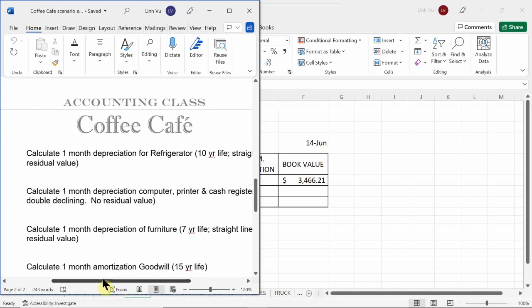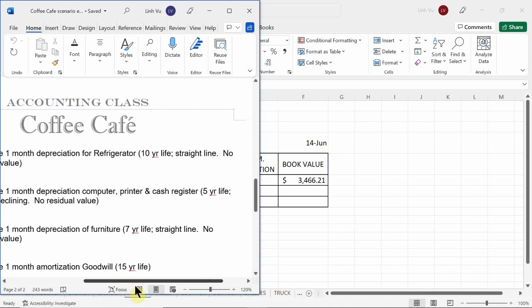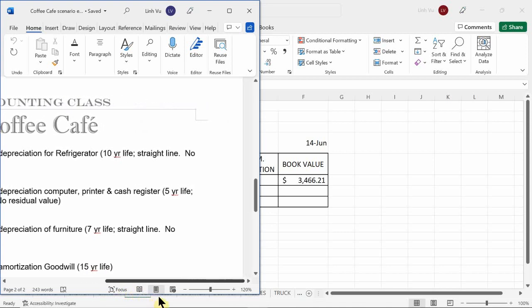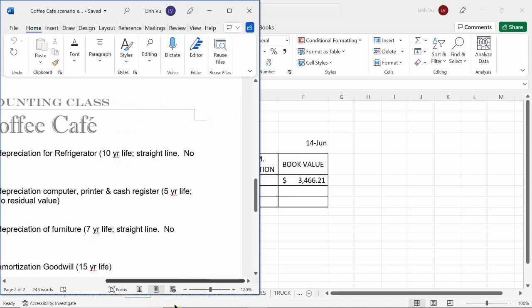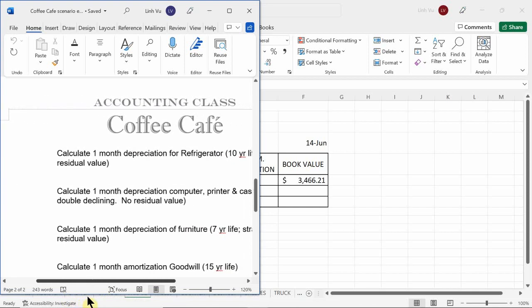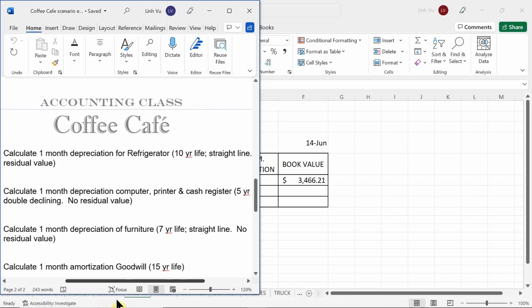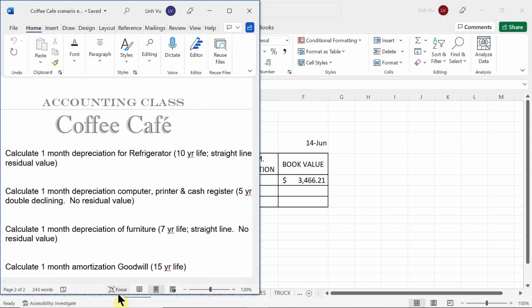Next says here that you are also going to calculate 1 month's depreciation for the computer, printer, and the cash register. They all have 5 years of life. And this time you're going to be using double declining, no residual value. So in this case, the computer, printer, and cash register, we're going to be using the double declining method. Okay, no residual value, and it's 5 years.